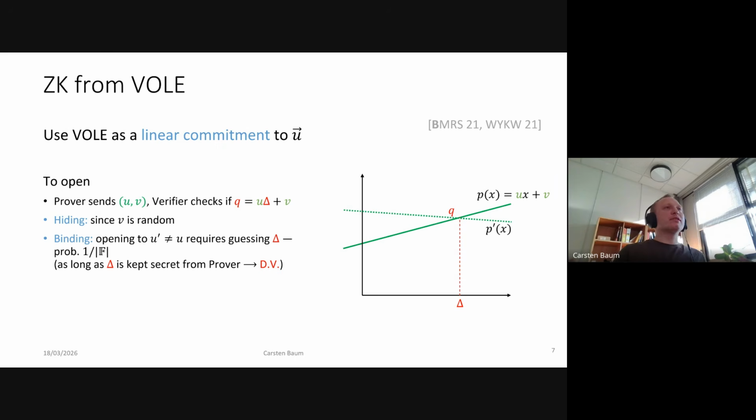And since if you add two equations, you get another equation of the same degree, this is also a linearly homomorphic commitment. So this is the dumbest way of doing commitments. It requires that you're able to generate these VOLE correlations to begin with, and that's what most of the research has been about. This is something we already observed back in 2021 to build an efficient proof system in the designated verifier setting, where delta is being kept from the prover.